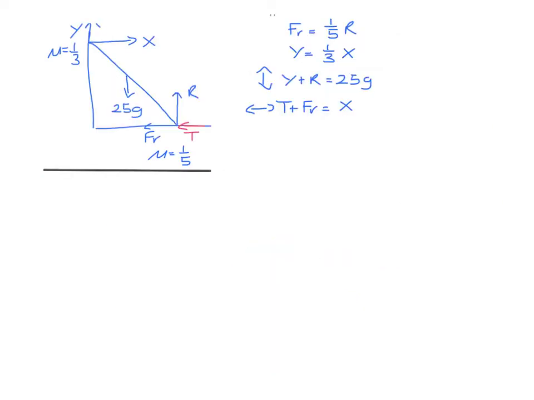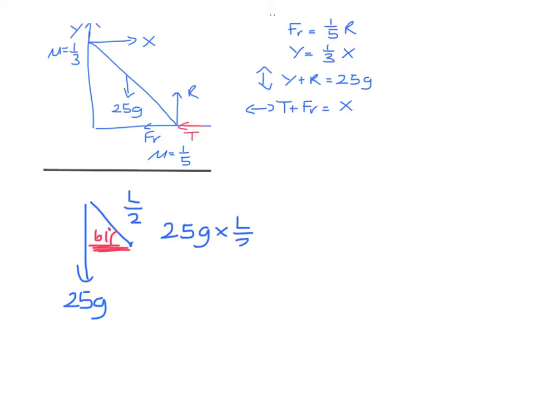Next stage of the question is to take moments, and I'm going to take them about the base of the ladder. The first force I meet is the 25g. It's halfway up the ladder, so that's L/2. The side that I have to add is the side that is adjacent to the angle, so my moment is going to be 25g times L/2 cosine 61, and that is going to be an anti-clockwise moment.